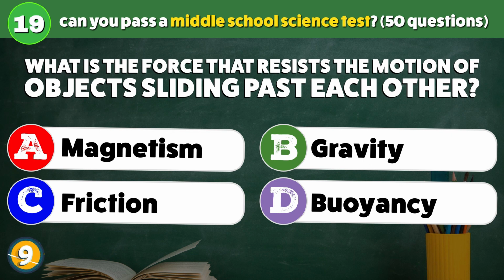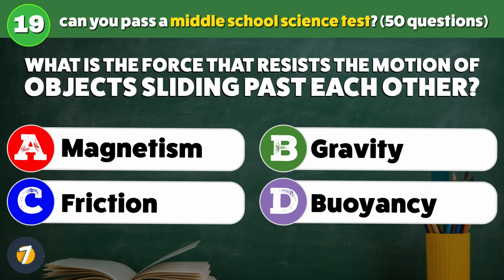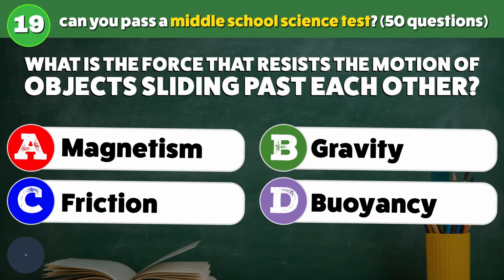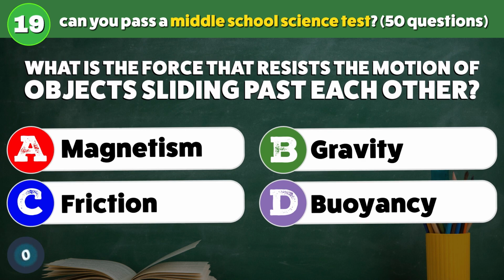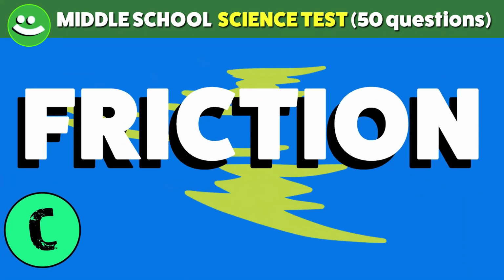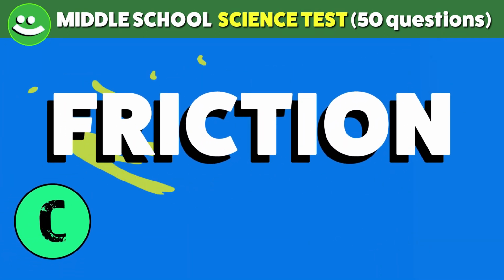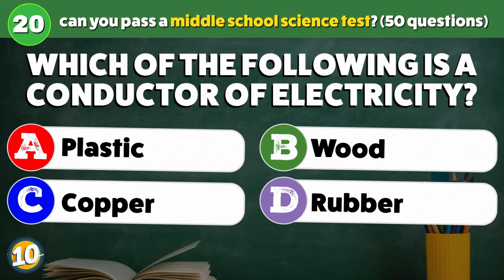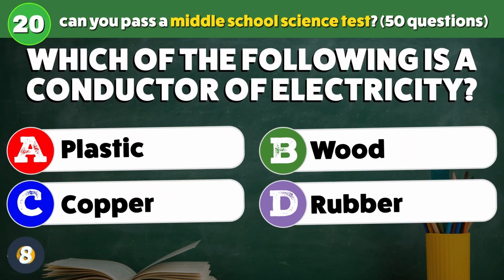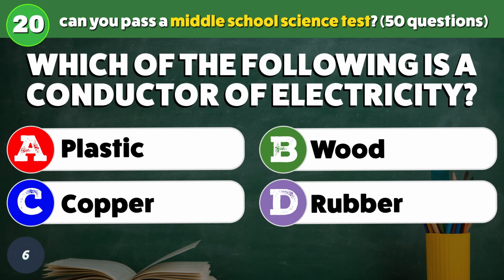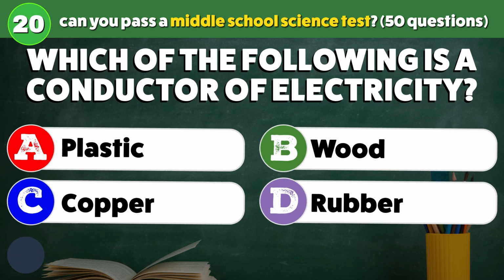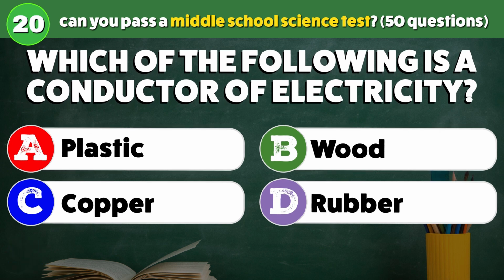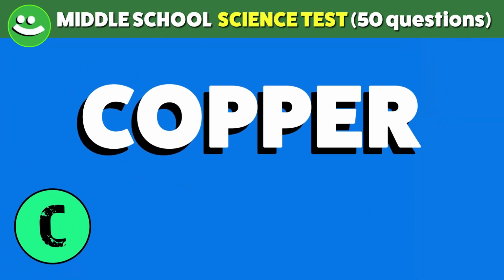What is the force that resists the motion of objects sliding past each other? Is it magnetism, gravity, friction, or buoyancy? It's friction. Which of the following is a conductor of electricity? Is it plastic, wood, copper, or rubber? It's copper.